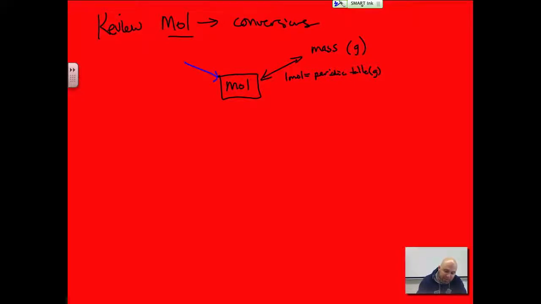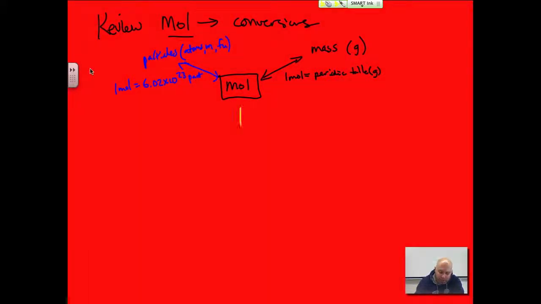The next conversion, moles and particles. And particles could be atoms, molecules, or formula units, but 1 mole, as always, is equal to 6.02 times 10 to the 23rd particles. Okay, it's always that Avogadro's number.